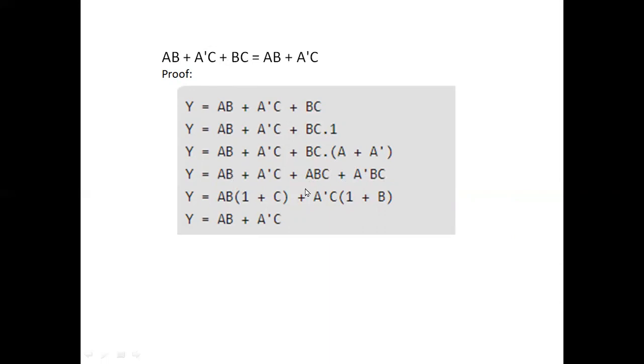Now it is 1 plus C, and then A bar C common out of second and fourth terms. So it is A bar C, now it is 1 plus B. So we know that 1 plus anything is always equal to 1. So AB dot 1 plus A bar C dot 1. So this is the answer. So this is why it is called consensus theorem.